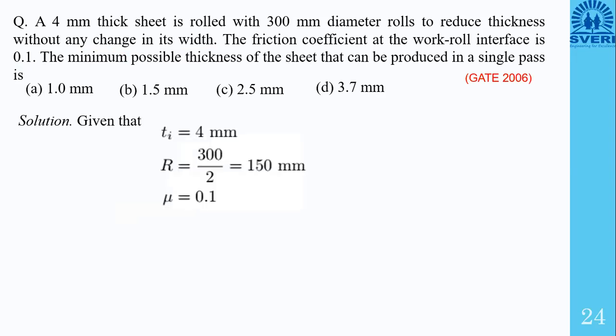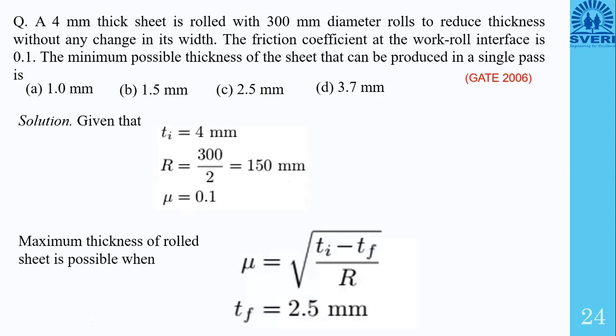What is the given data? Ti is given to us, Ti is 4 mm. Is it right? So a 4 mm thick sheet is rolled with a 300 mm diameter roll. So R is given. What is the R value? 300 divided by 2, as it is 300 mm diameter, so 150 mm. Mu is given to us as 0.1. We know the mu formula, where Ti, R and mu are known. We just have to calculate Tf, the maximum thickness reduction possible. Just put the values in this formula: mu is equal to Ti minus Tf divided by R. Put the values of Ti, R and mu.